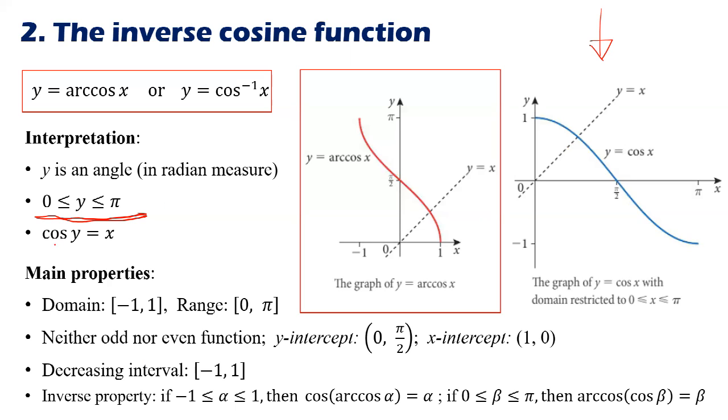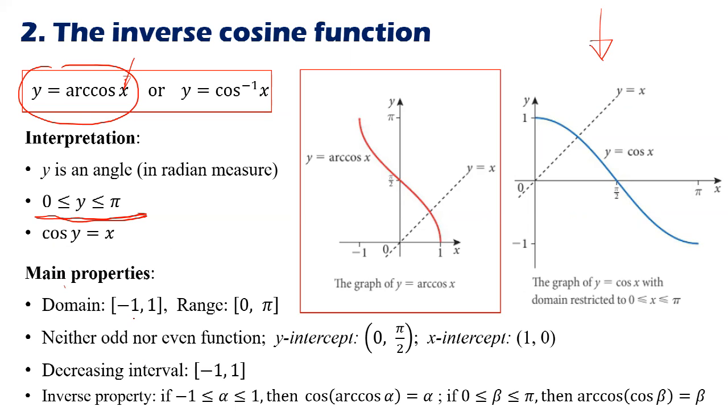Okay, so third aspect is cosine y equals x. So I'll repeat. If you have an expression like this, y equals arccosine x, that means three things, right? So first of all, y is an angle in radian measure. Second, y is between 0 and pi. Third, cosine y equals x. That means the cosine value of y equals the x here. Understand? Okay, next, let's have a look at the main properties of the inverse cosine.